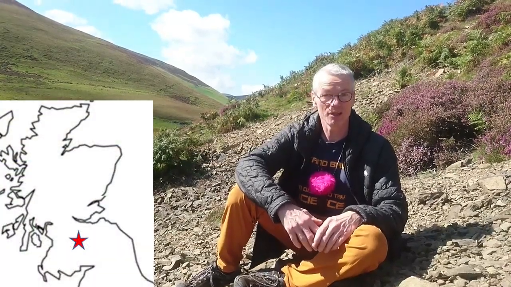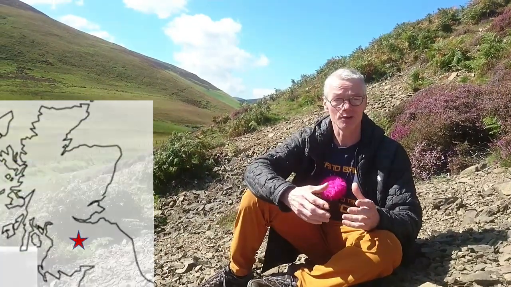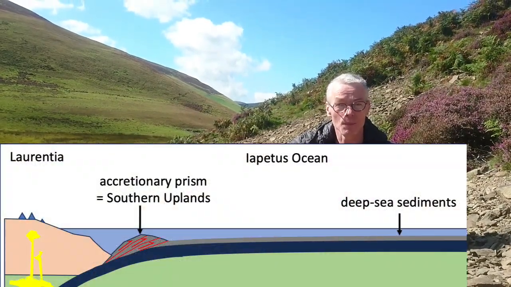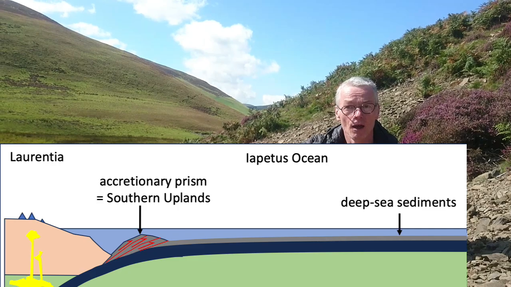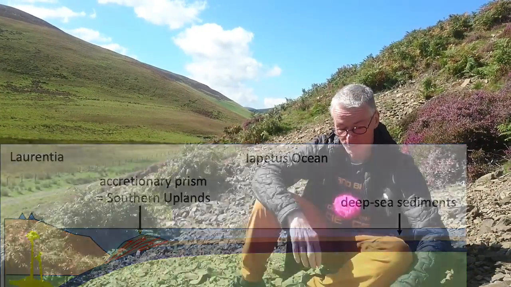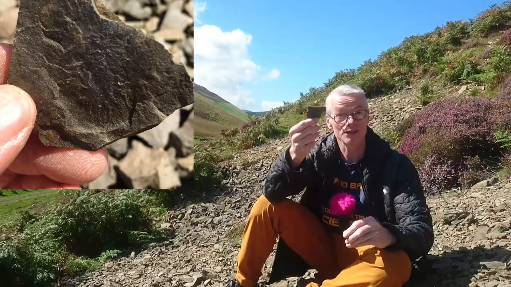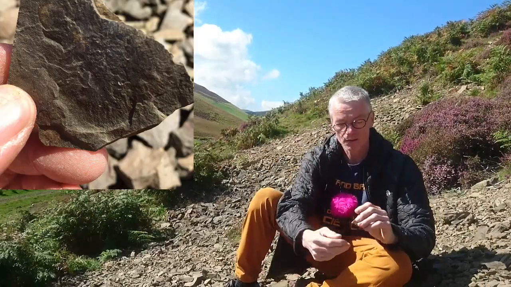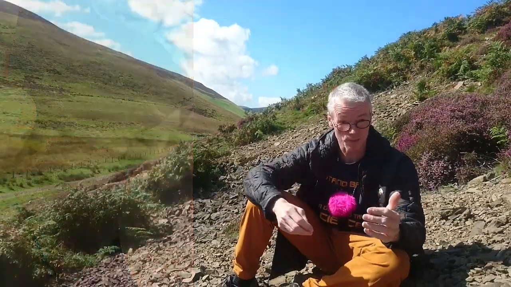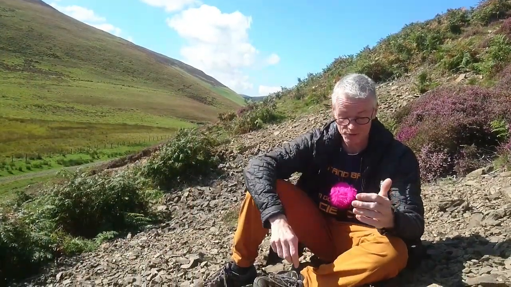We're just south of Biggar in the Southern Upland Accretionary sequence. So most of the hills around me are made of deep sea sediments. So we have things like slates and shales, red cherts, and both of those were deposited a long way from land with very little sedimentary input.